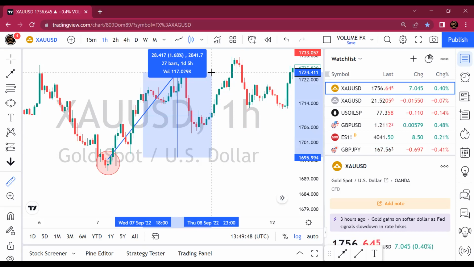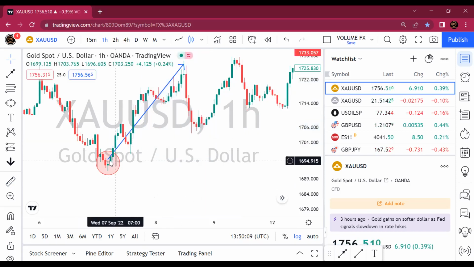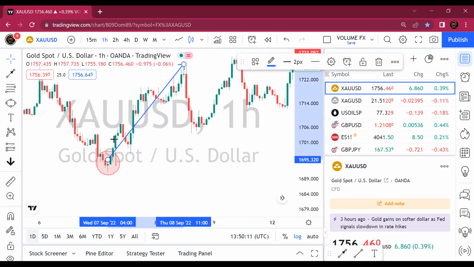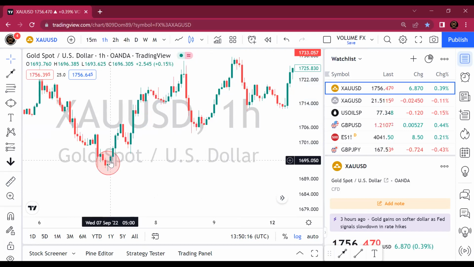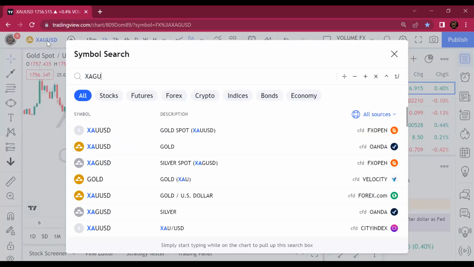That is 284 pips right there, because from 1700 to 1724, that is 240. From 1695 or 1696 to 1700, that is 40. So 40 plus 240, that is about 281 pips. Yeah, good. That one there is gold. Right there. Good. And we look at silver, XAG USD.